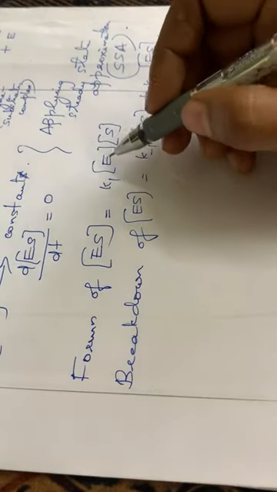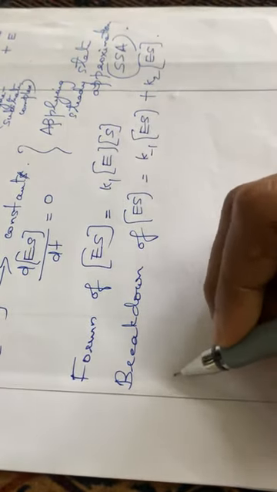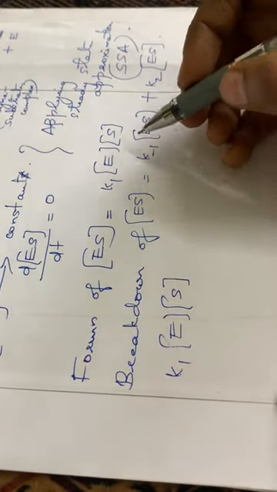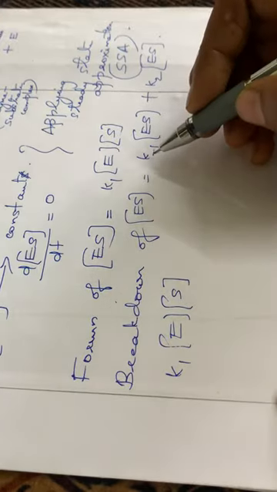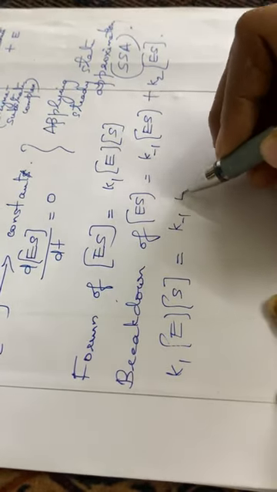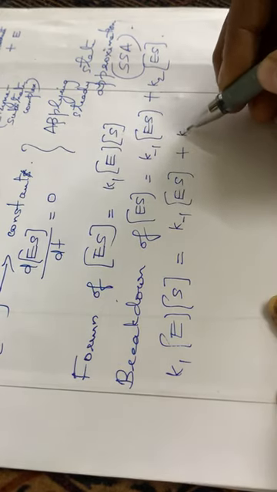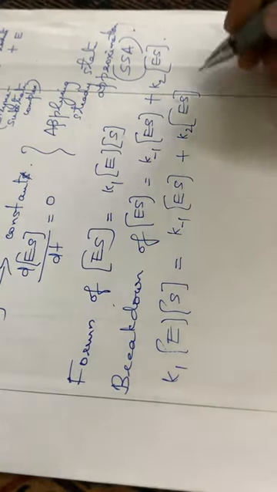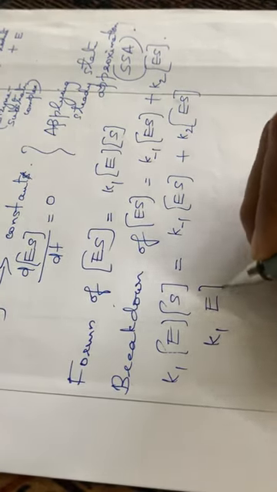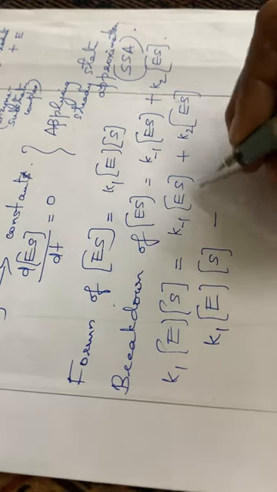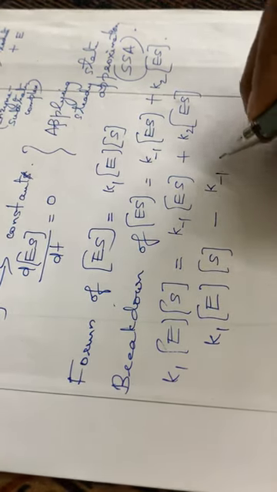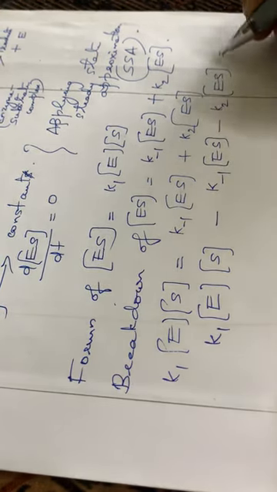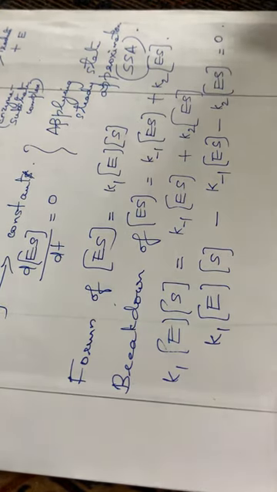So we have to equate this equation to 0. Both of these will be equal, that is K1 into E into S, the formation of ES, is equal to the breakdown of ES, that is K inverse into ES plus K2 into ES. Then again you have to simplify this equation, taking to the left side: K1 into E into S minus K inverse into ES minus K2 into ES is equal to 0.